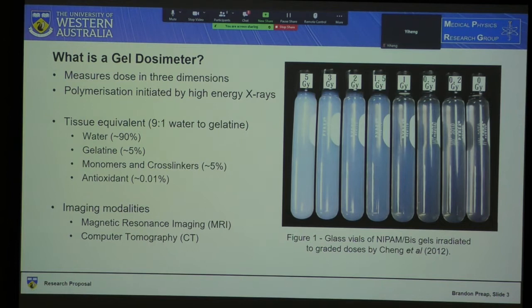The main thing about gel dosimeters is that they want to achieve tissue equivalence, which is around a 9:1 water to gelatin ratio. So it's mainly 9 parts water, and instead of 10 parts gelatin, we're going to substitute some of the gelatin with some monomers and cross-linkers and some antioxidants. The math doesn't check out, but it's around there.